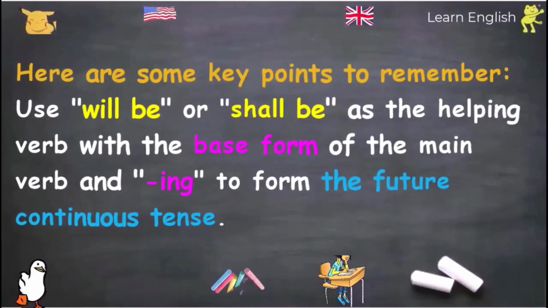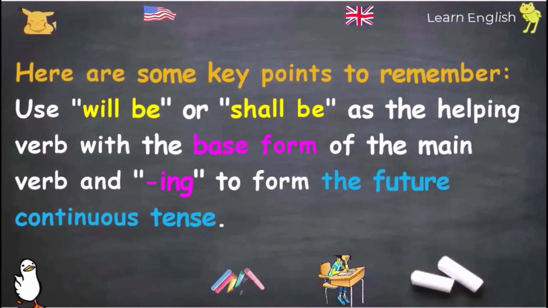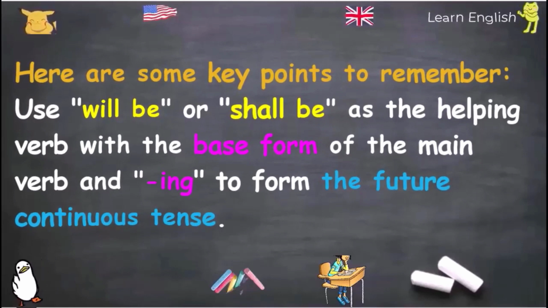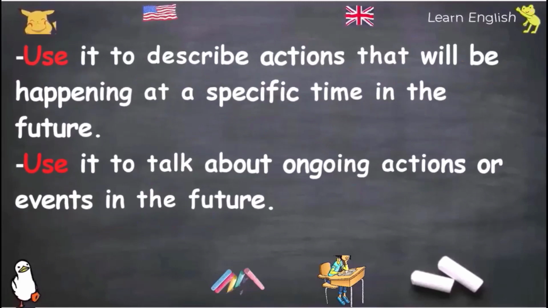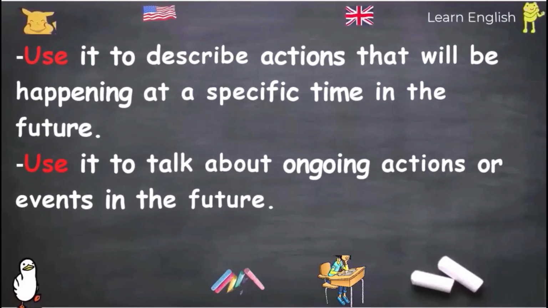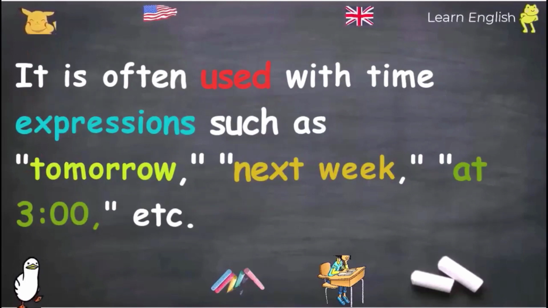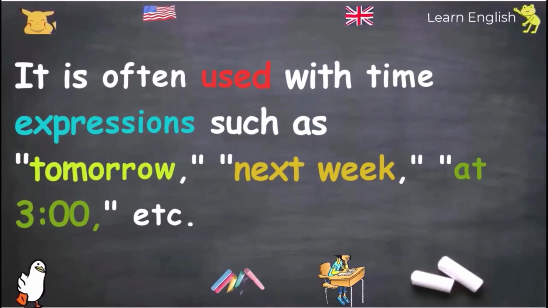Here are some key points to remember. Use will be, or shall be, as the helping verb with the base form of the main verb and -ing to form the future continuous tense. Use it to describe actions that will be happening at a specific time in the future. Use it to talk about ongoing actions or events in the future. It is often used with time expressions such as tomorrow, next week, at 3 o'clock, etc.